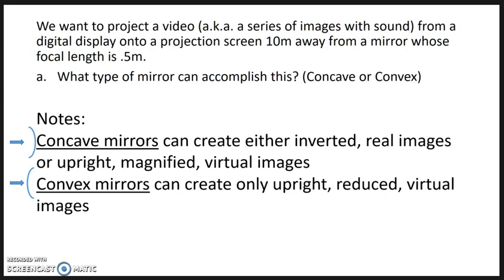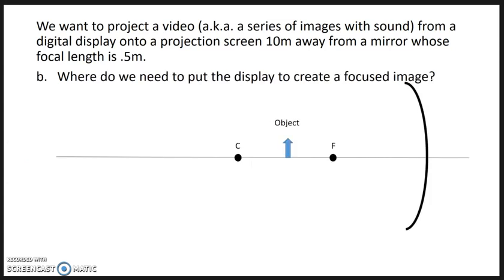Now, if we want to project this onto a projection screen, that means that we want to have it in the real world, which means that we only want a real image. So that means that, of course, we have to choose the concave mirrors. So that would be the answer for part A. Quick, easy, to the point.